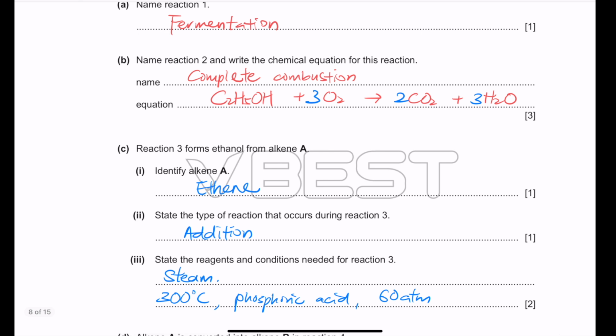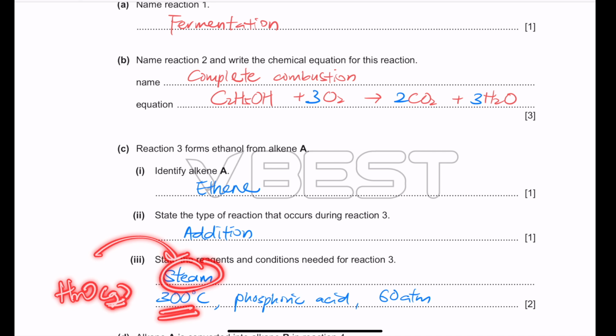One more thing, you see, for the reagent you cannot put water. If you put water, no marks will be given. Okay, it can only be steam. Why? Because if you look at the conditions needed, what are they? Temperature 300 degrees Celsius, catalyst phosphoric acid, pressure 60 atm. So you see, at this temperature, what is the state of H2O? Gas, isn't it? H2O in the form of gas, what is it called?